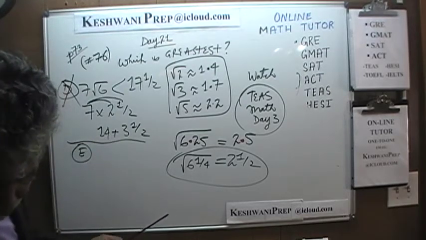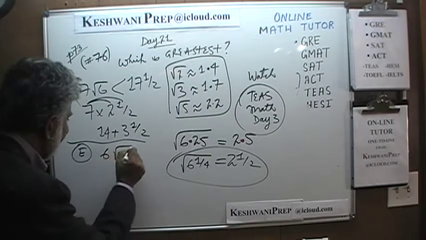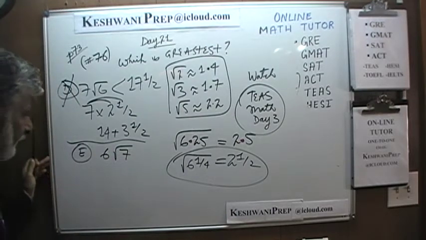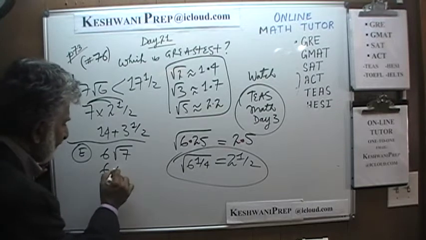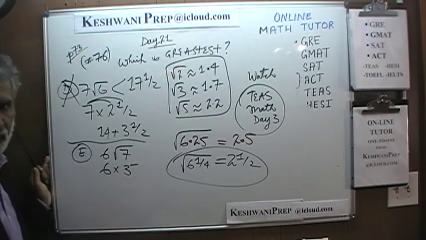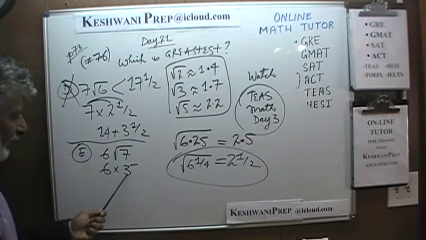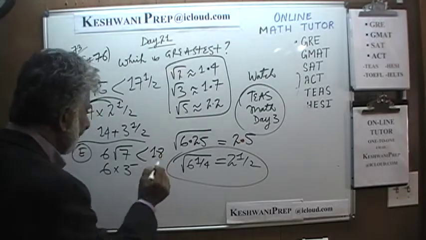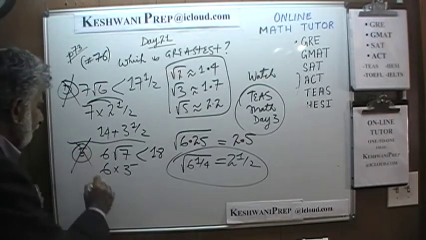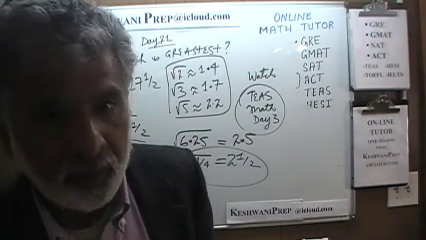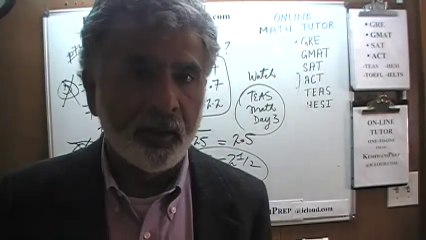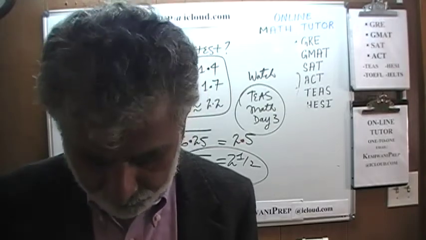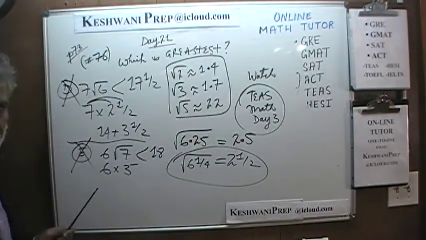Let's look at answer choice E. E says 6 times root 7. We know root 7 obviously is less than 3. So 6 times something less than 3 would have to be less than 18. That's all. He is gone. The only contender left right now is B. The answer is B. That was number 76.